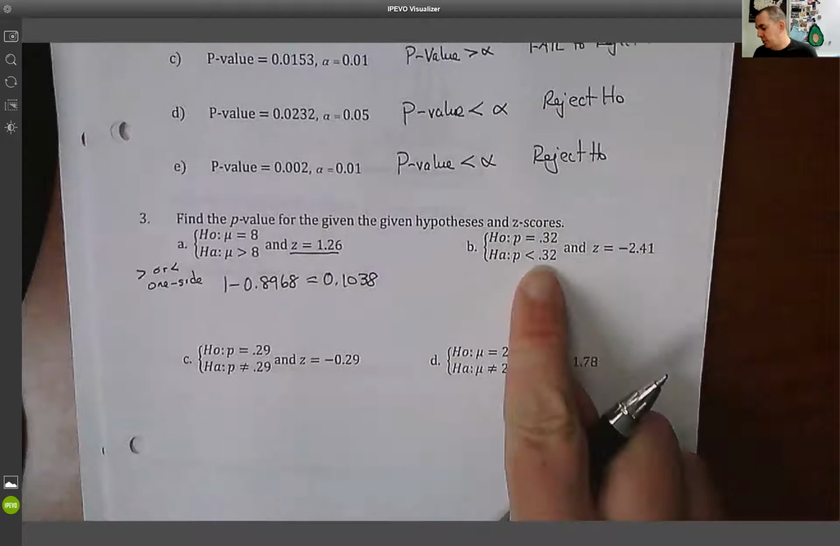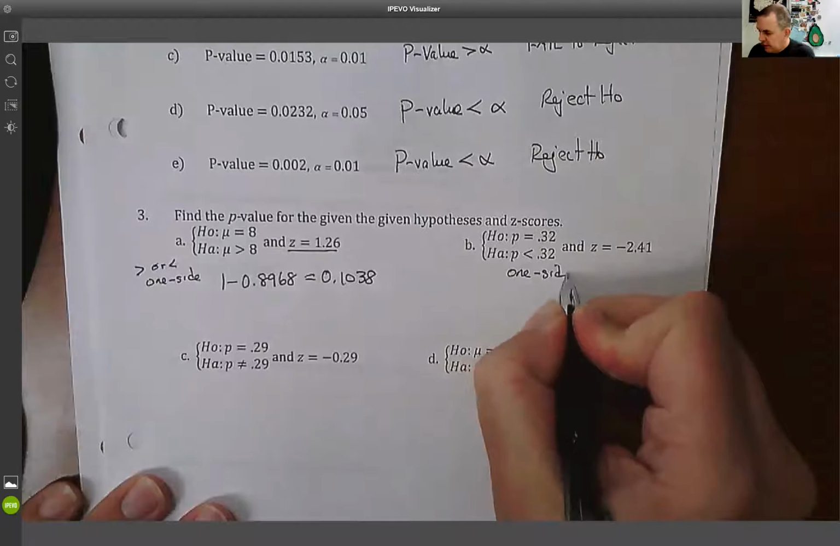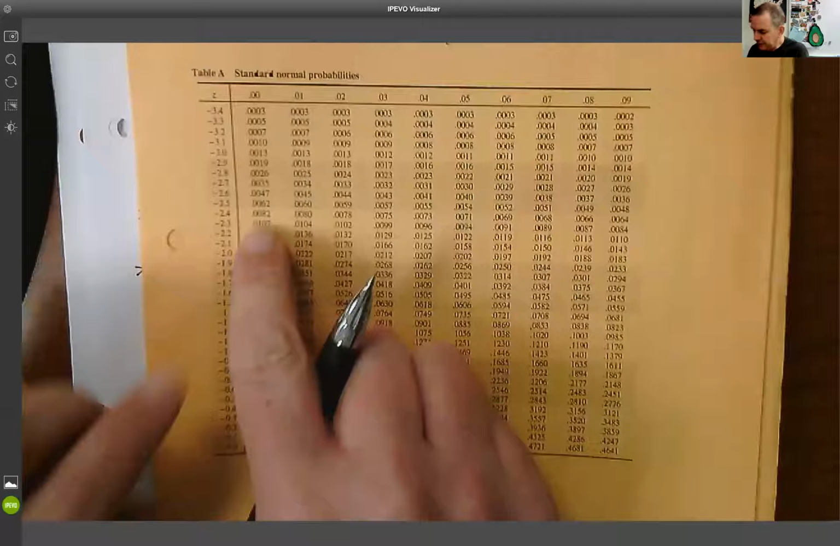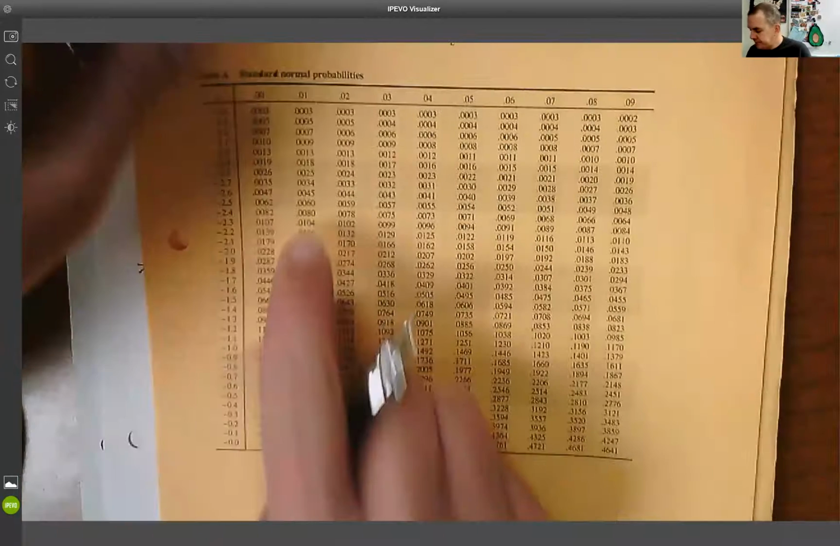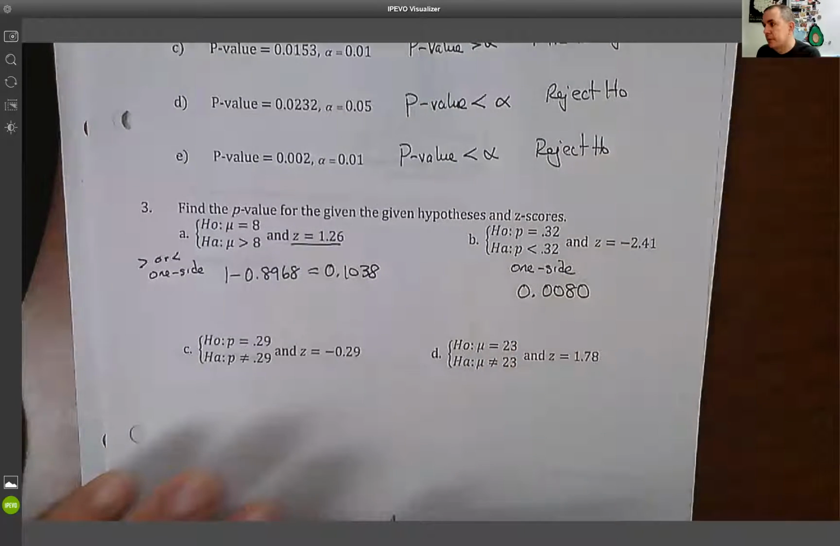Next one is a nice one. Again, it's one-sided because I got a less than sign. And it's a negative 2.41. So I'm going to go to negative 2.41. And if I look here, I get 0.0080. That tells me the p-value here is 0.0080.